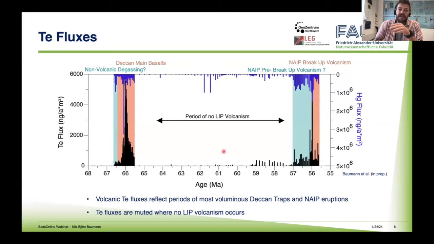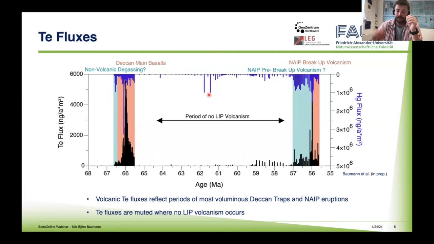And the thing again here is we see that tellurium fluxes are kind of muted in periods of no LIP volcanism, while again, mercury fluxes do show spikes that we actually do not want to see in a proxy. And so that gives us the idea that for at least this section and this time frame for now, it seems to work really fine.